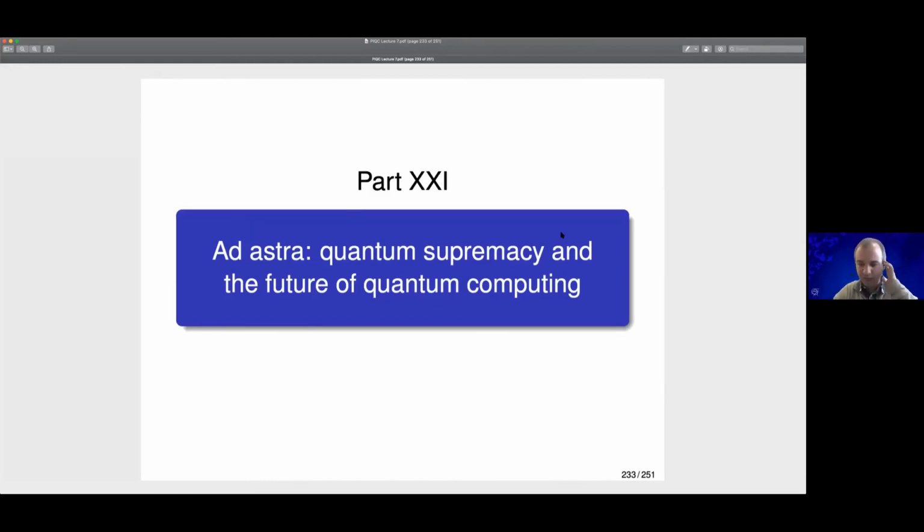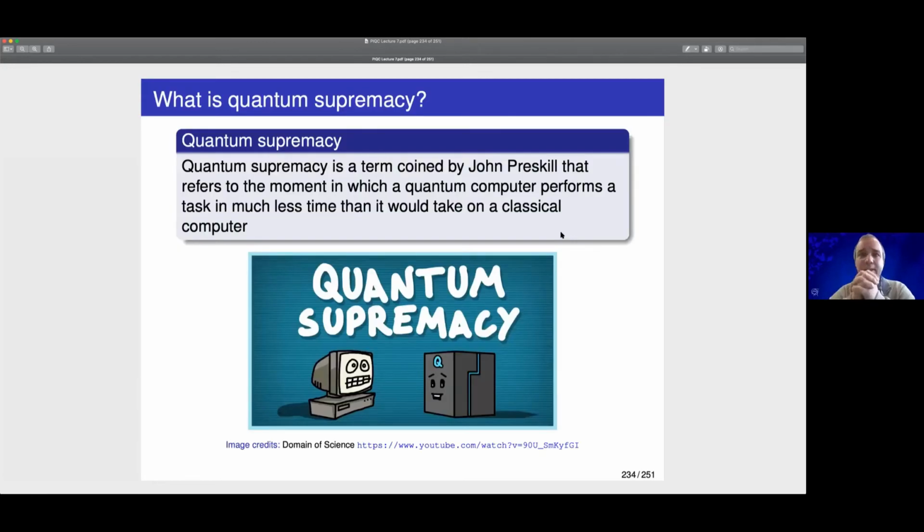Okay, so to finish, I would like to talk a little bit about where we are in quantum computing and what we can expect in the future. And to talk about what is the current situation, of course, we need to talk about what is quantum supremacy, what has been achieved, and what does it mean for practical quantum computing or for the near term of the field. Okay, so quantum supremacy has been defined.